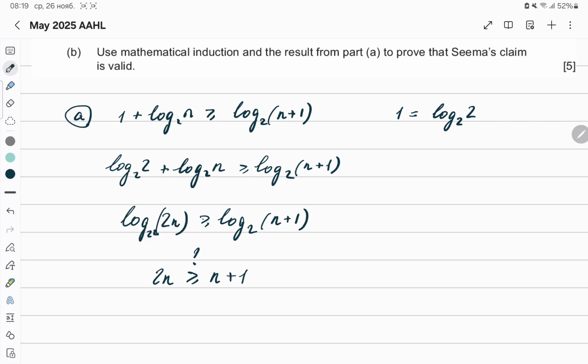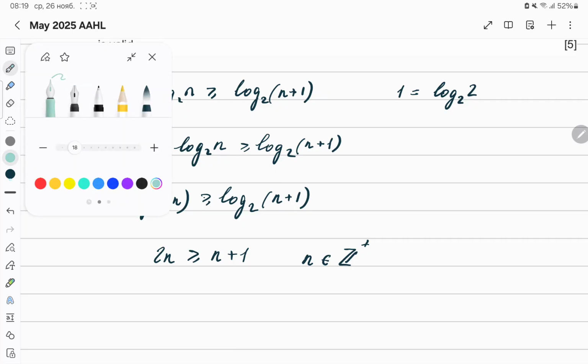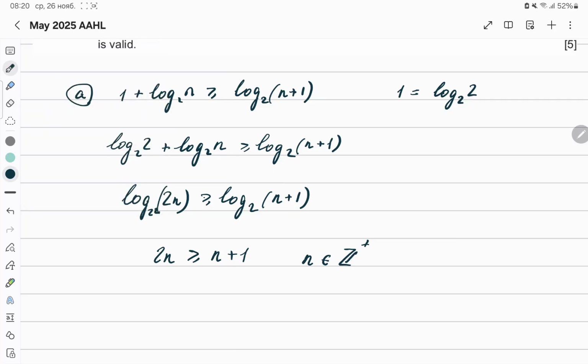So this is the question so far. Is it true or not? First of all, we should remember that n belongs to the positive integers. So it means that for any positive integer n, this inequality is true. That's how we have shown it. Okay, so this is 2 marks. So 2 marks is yours.